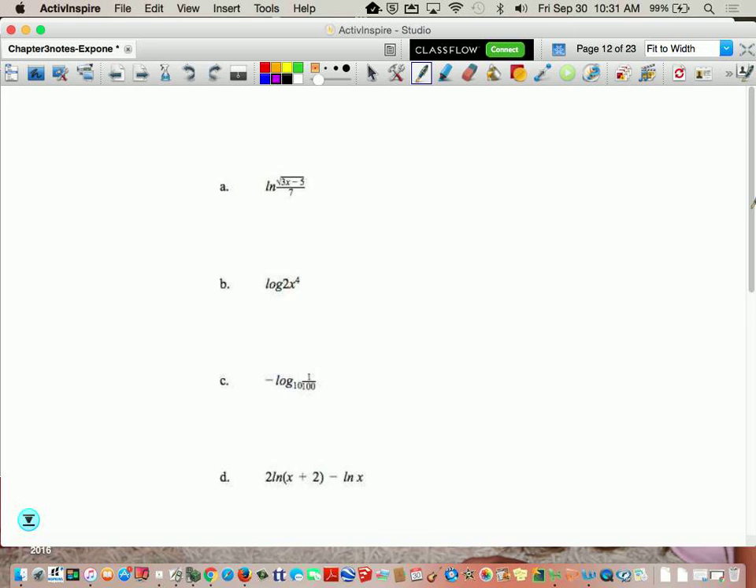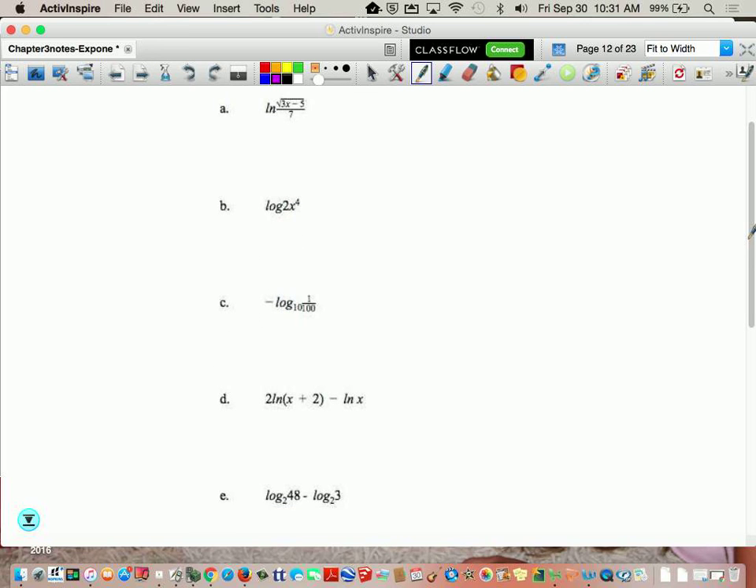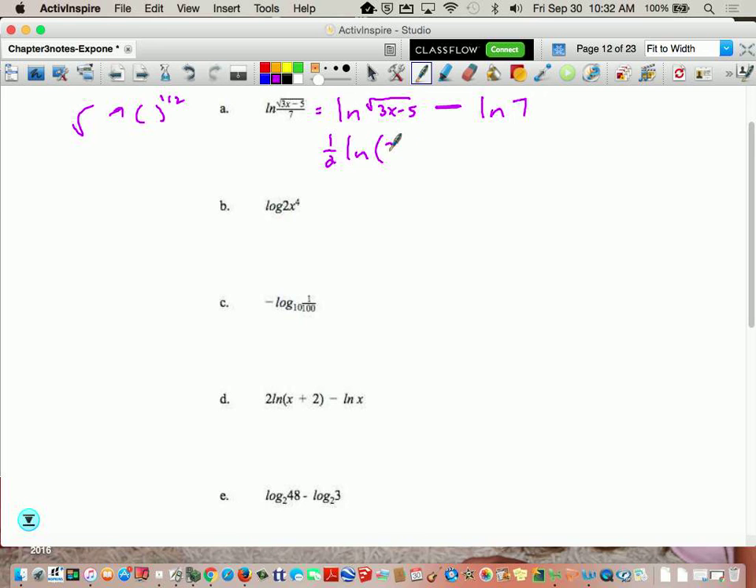Okay, so hopefully you paused the video and you've done all these problems. This first one, I would split up into two parts. We're going to do natural log of the top thing, 3x minus 5. But because I'm dividing, it's minus the ln of 7. Now we can go back to the square root. Square roots, remember, are the same as something to the 1/2 power. So I could bring the 1/2 in front and just do the ln of 3x minus 5 minus the ln of 7. And then looking at it, there's nothing else to simplify.